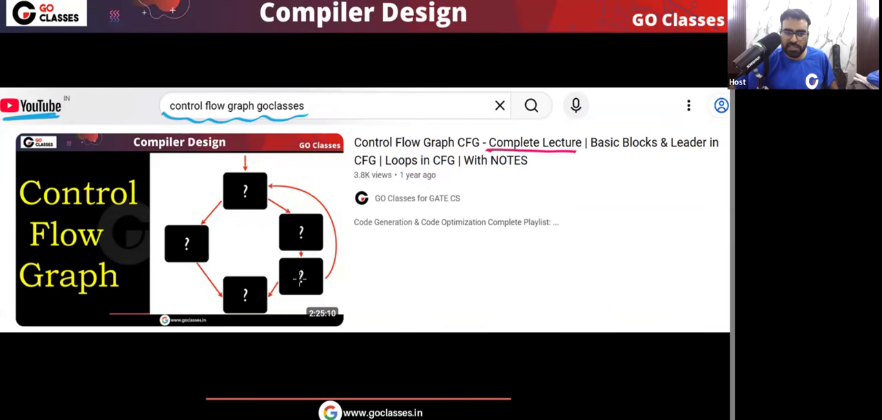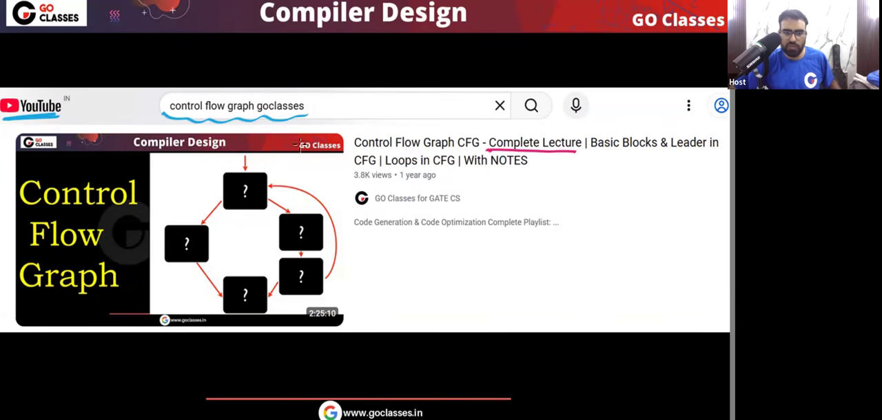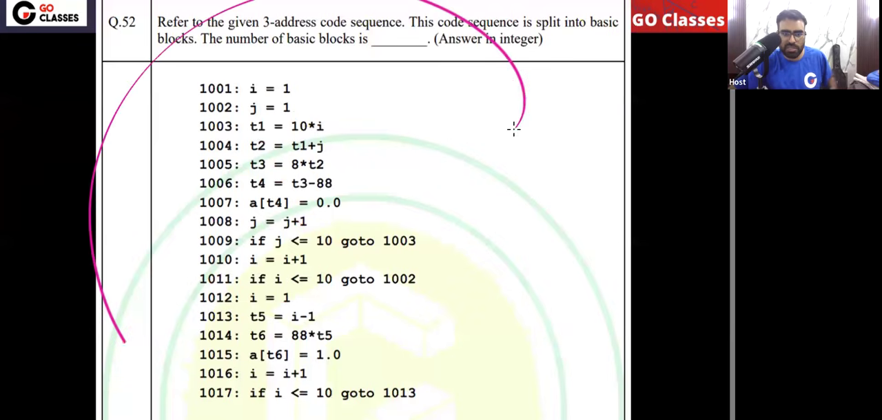In this lecture, I have done the discussion of control flow graph, basic block, leader, loops in a control flow graph, entry node, exit node. Basically, the complete discussion I have done in this lecture. Once you watch this lecture, you can easily solve this GATE 2025 question. You can also solve many similar questions in the GATE exam. Now let's solve this question.